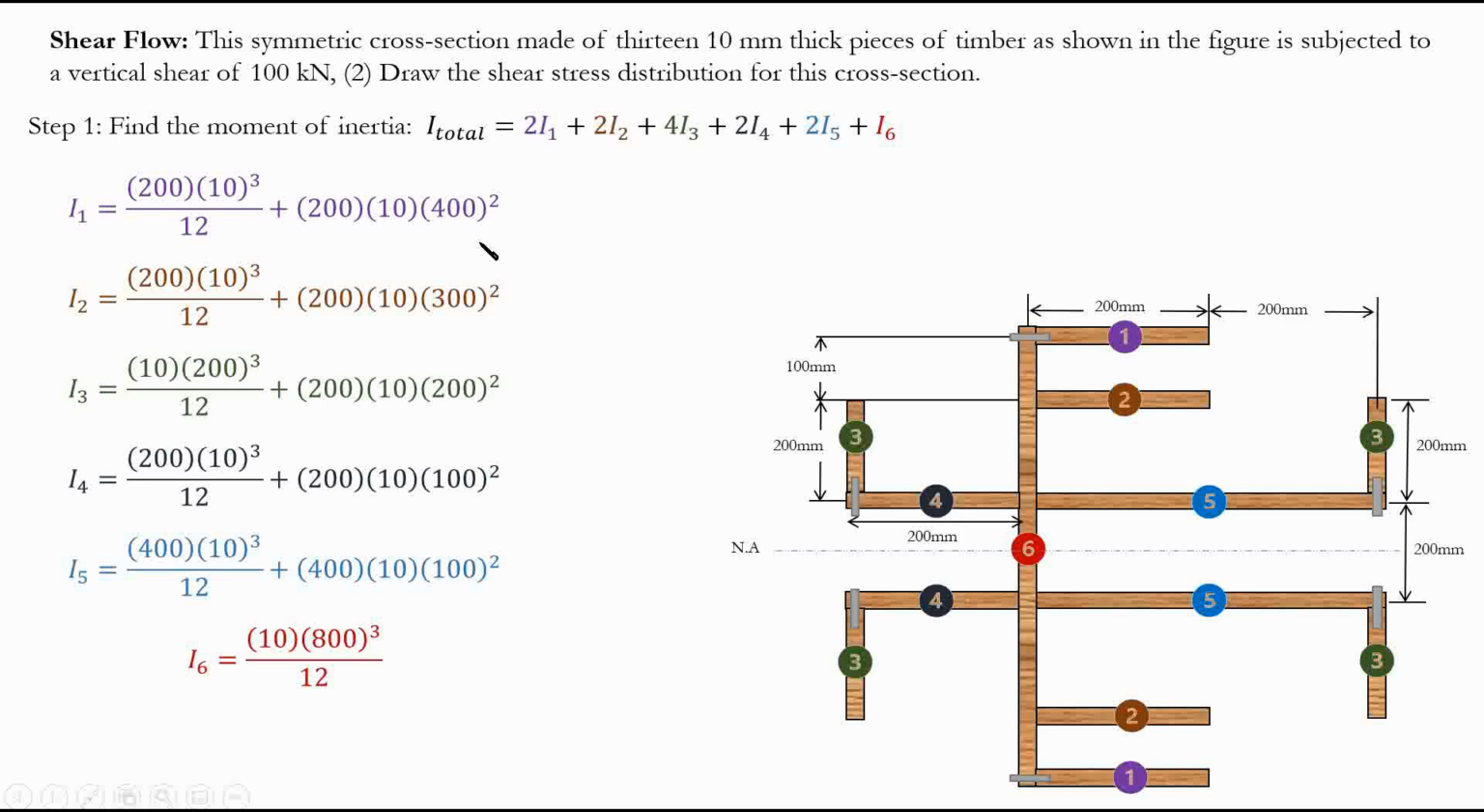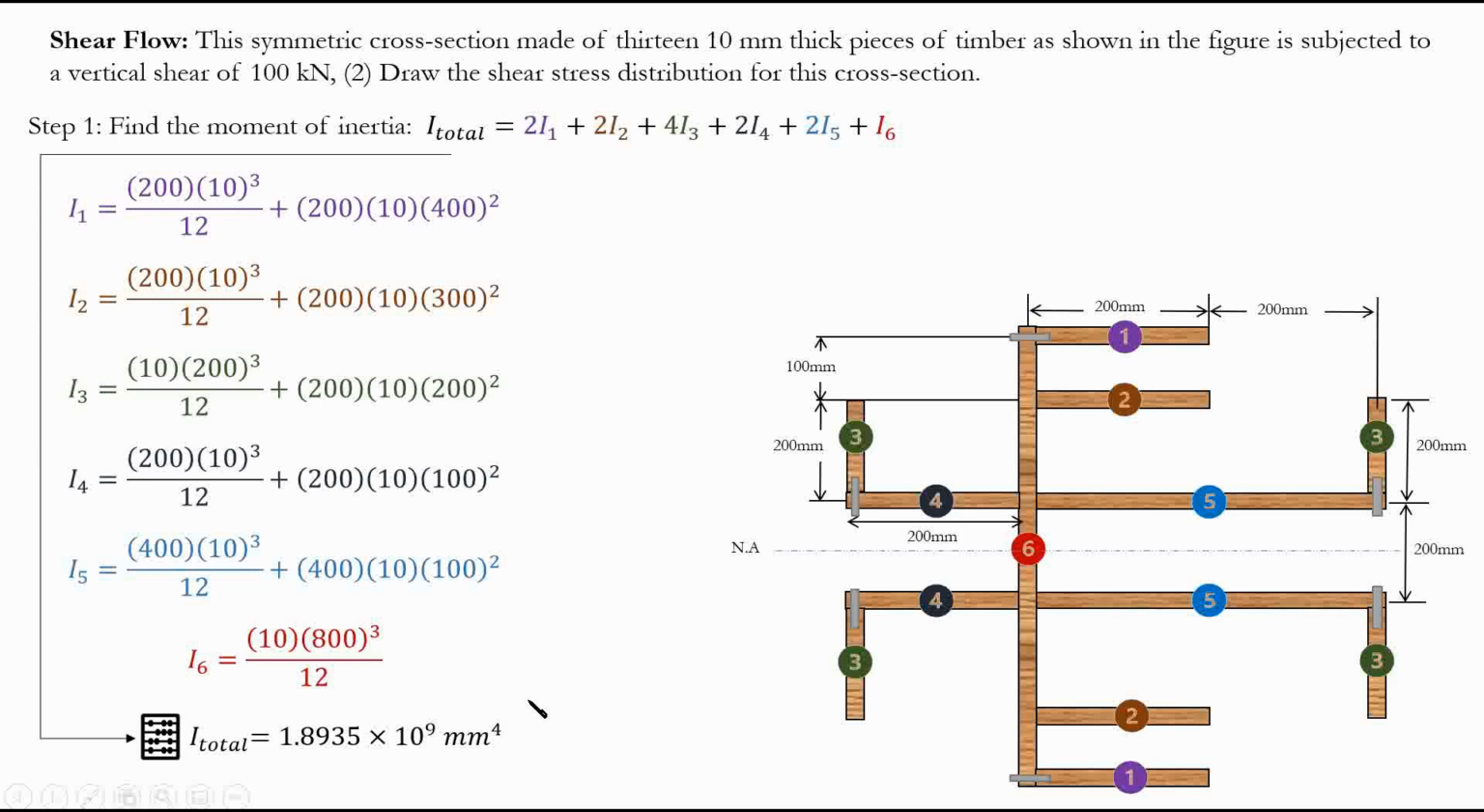Now that we know all of this, we basically can use the formula that we have at the start, right? The I total, and just multiply 2 times this, 2 times this, 4 times this, 2 times that value, 2 times that value, and this value by itself. And we add those values together, and finally we get I total of 1.89 times 10 to the power of 9 millimeter to the power of 4.